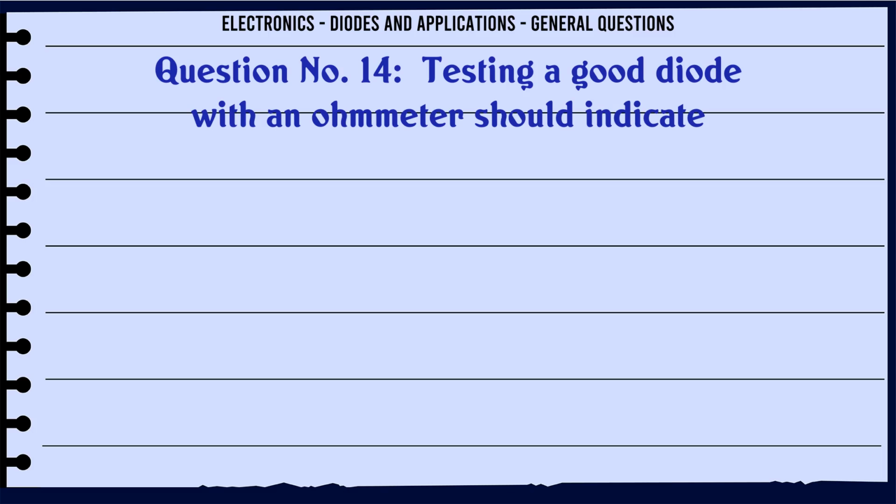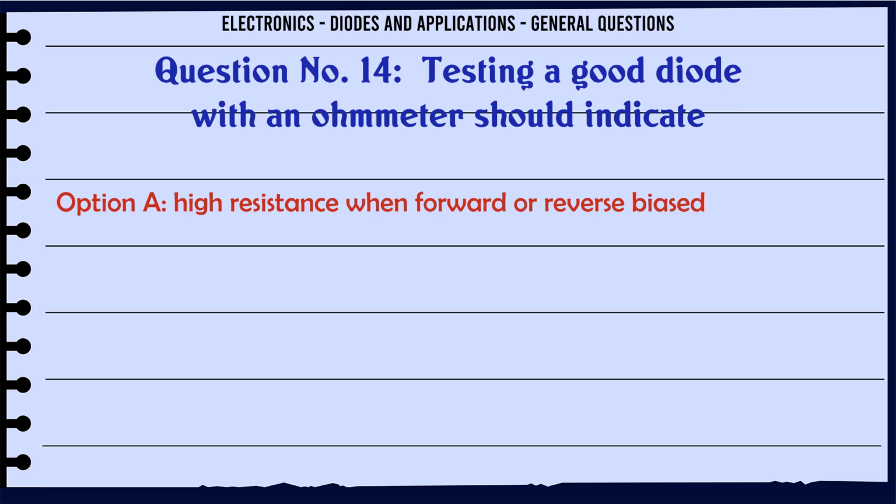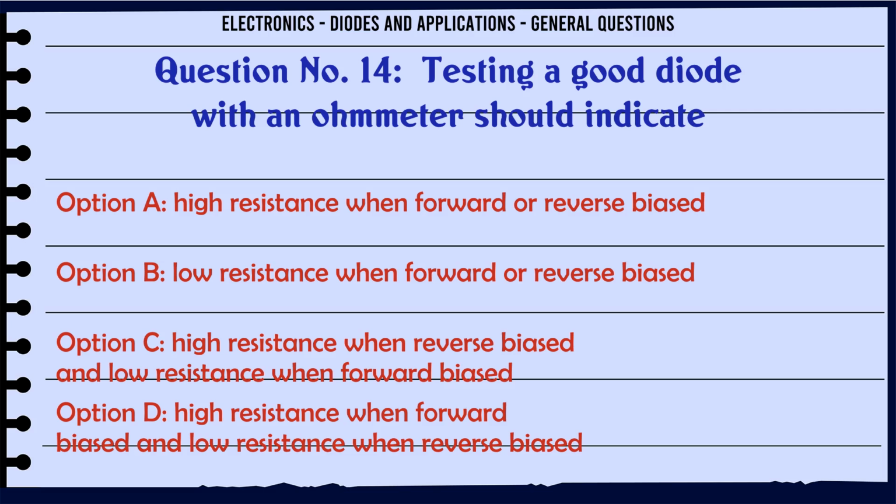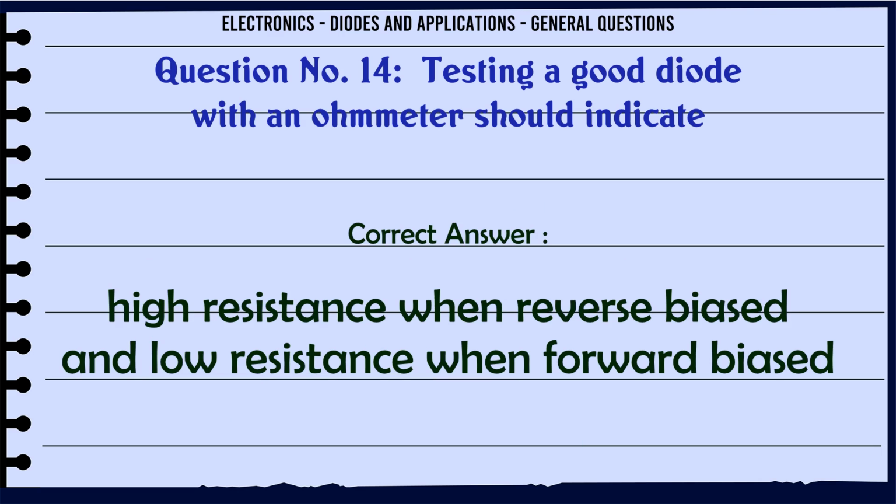Testing a good diode with an ohmmeter should indicate A. High resistance when forward or reverse biased. B. Low resistance when forward or reverse biased. C. High resistance when reverse biased and low resistance when forward biased. D. High resistance when forward biased and low resistance when reverse biased. The correct answer is high resistance when reverse biased and low resistance when forward biased.